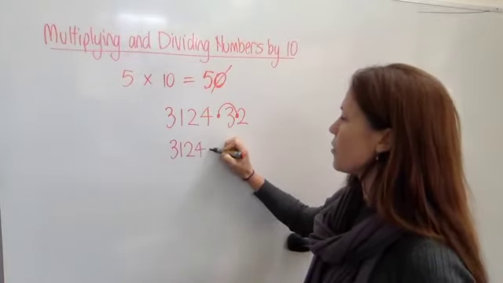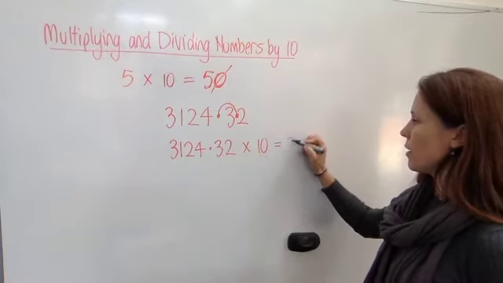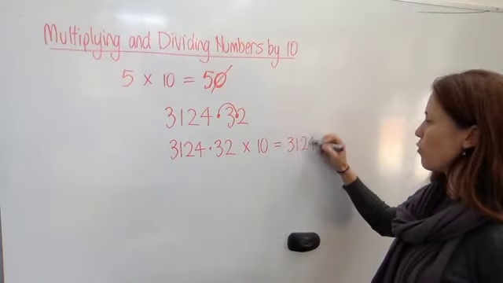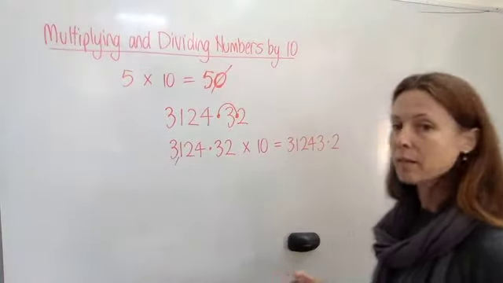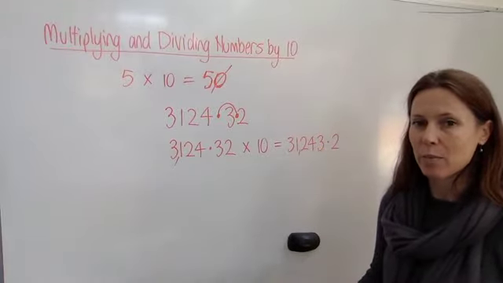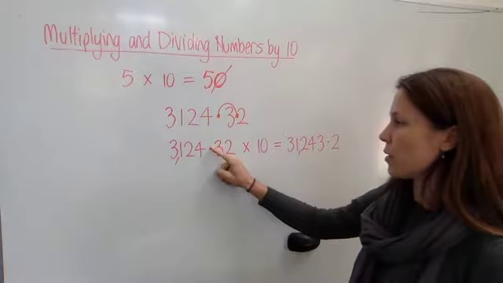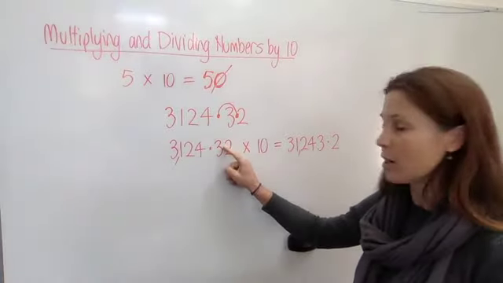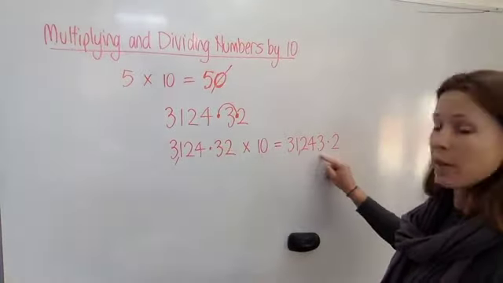3,124.32 times 10 will give us, well, we just move that decimal 1 place to the side, and we get 31,243.2. So instead of 3,000 and a bit, we got 31,000 and a bit, and you can clearly see that that number is now 10 times bigger. Now, once you know how to do this, you should be able to equally well divide. If multiplying means we move the decimal 1 place to the right to make the number much bigger, it stands to reason that we can divide by 10 by moving the decimal the other way, to the left.